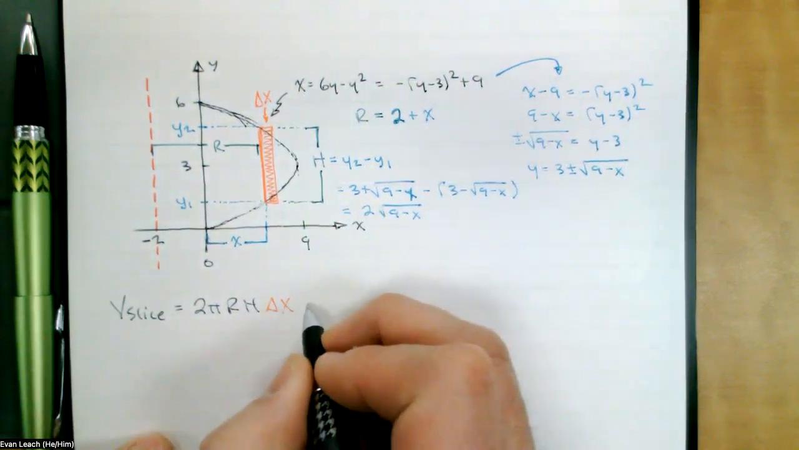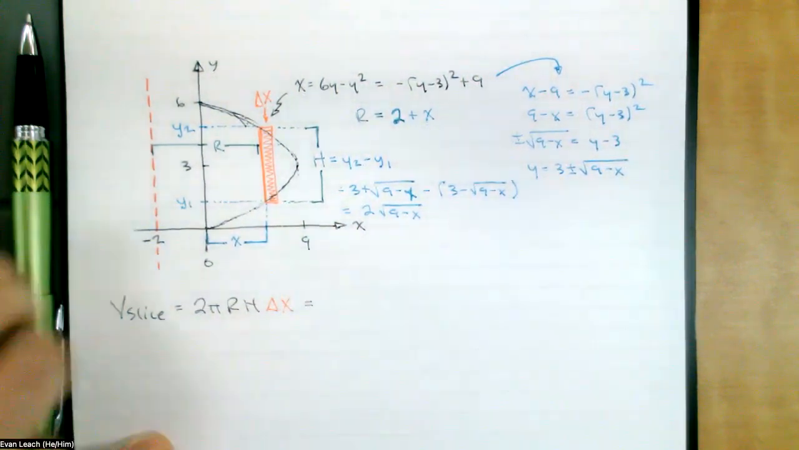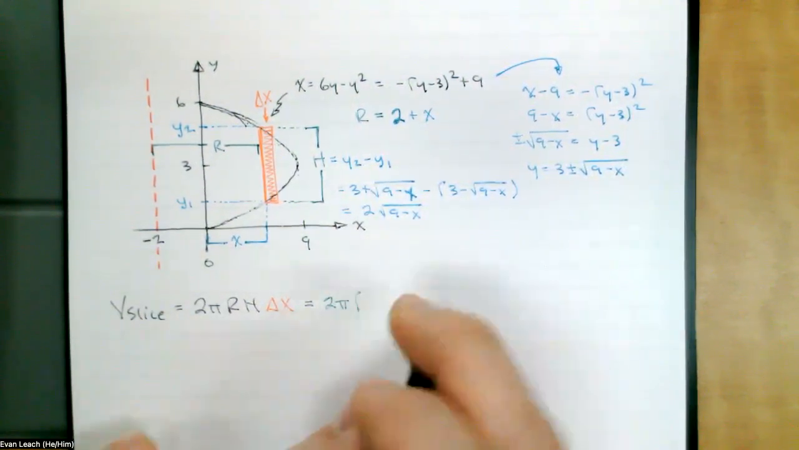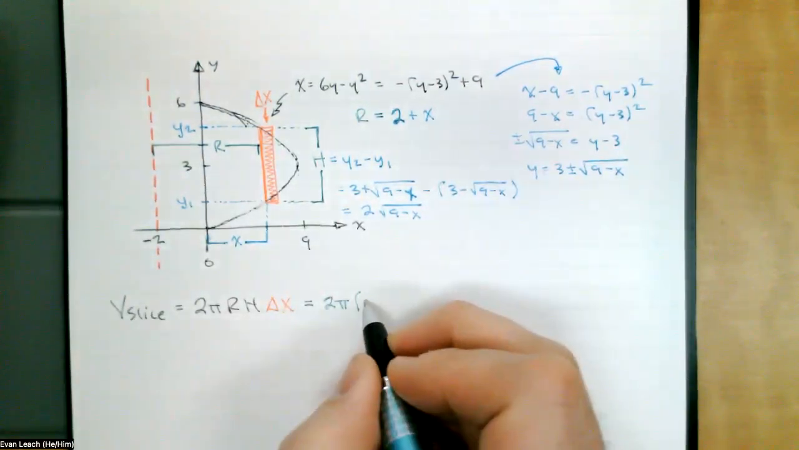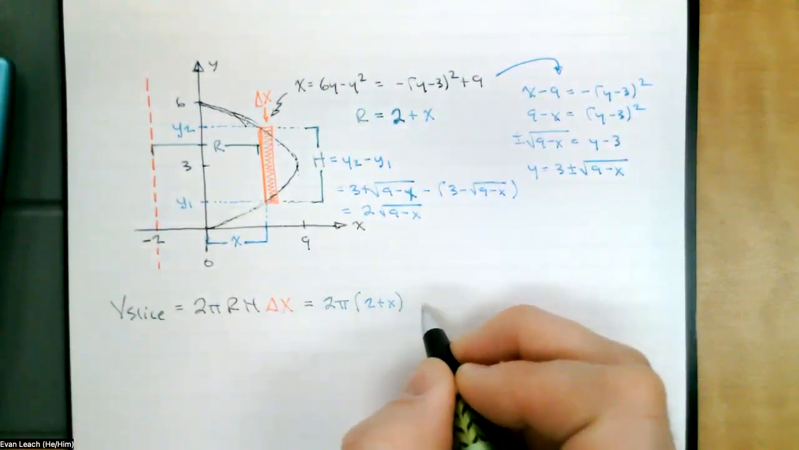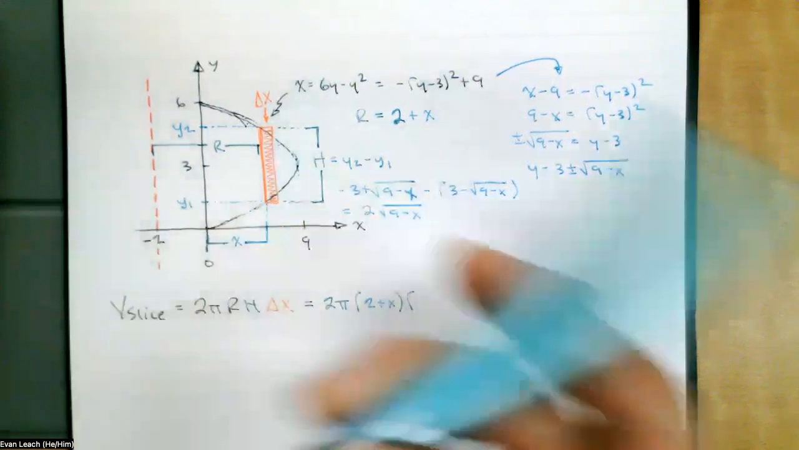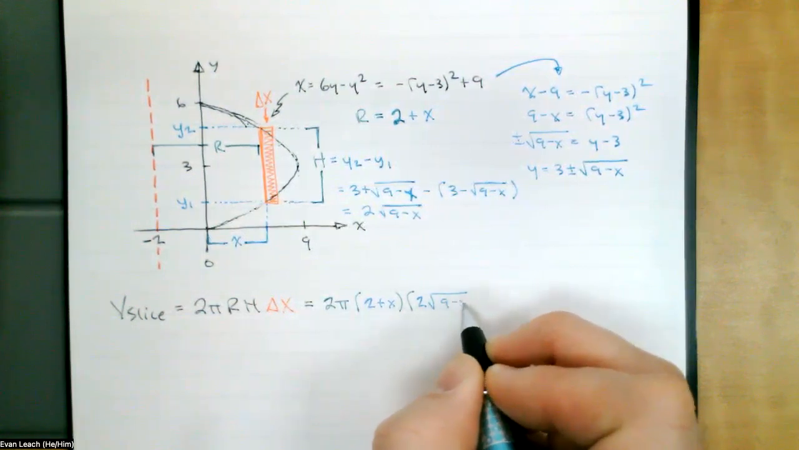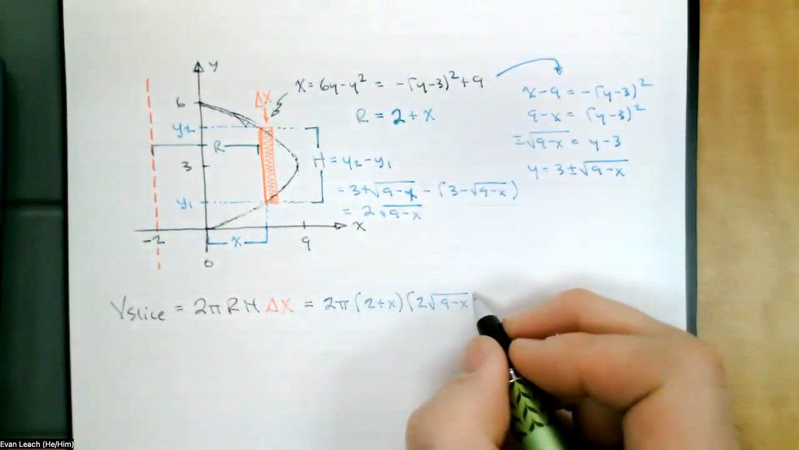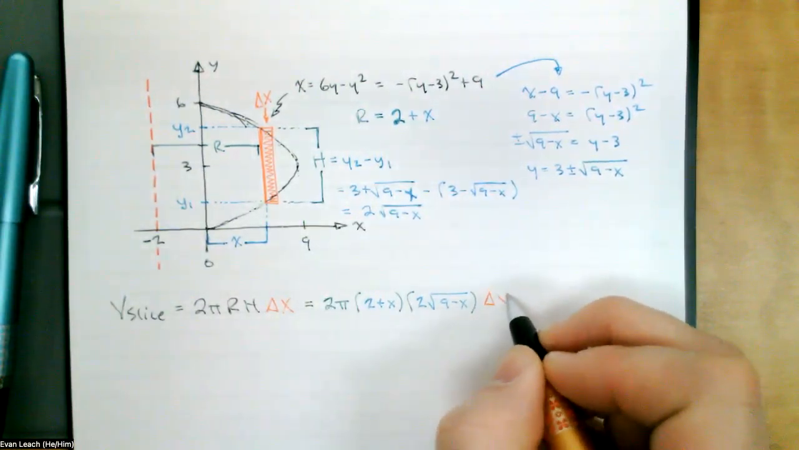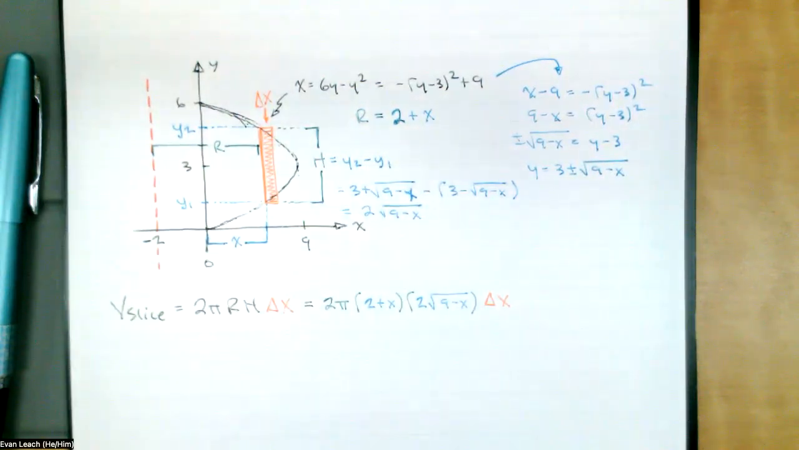But now we can refine the volume of our slice to be 2 pi times the radius. The radius is 2 plus x. Times the height, which is 2 square roots of 9 minus x. Times our delta variable. Now that I've got the volume of the slice entirely in terms of the delta variable, we're done with the development phase.